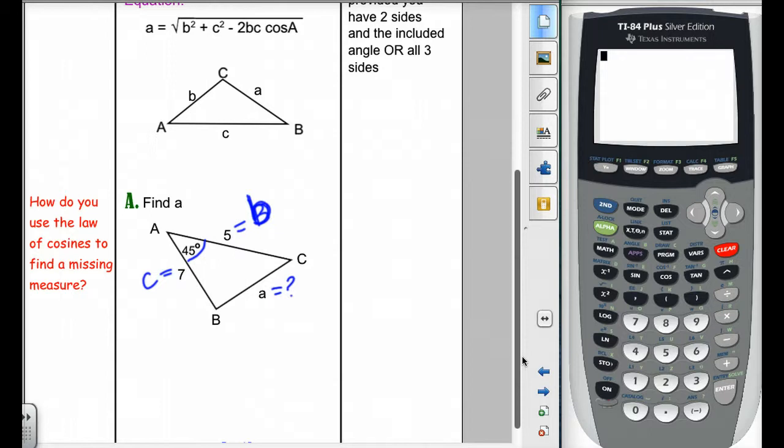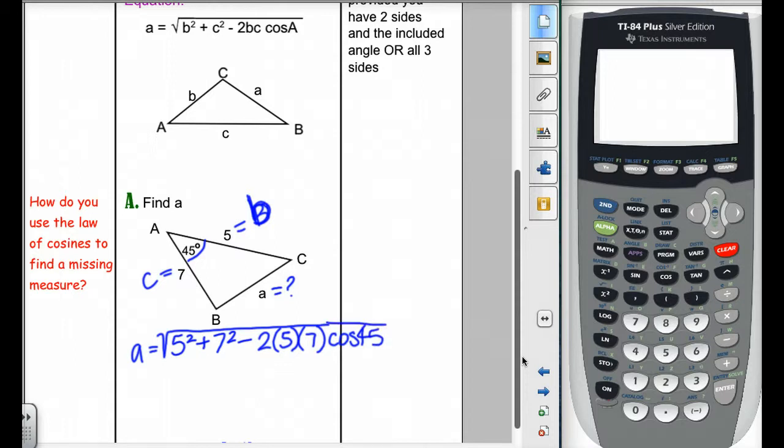So we're going to put it into our formula that A is equal to the square root of B squared, B is 5, so 5 squared, plus C squared, which is 7, so 7 squared, minus, that's the big thing, remember to put it in as minus, 2 times B, which is 5, times C, which is 7, times the cosine of angle A, which is 45 degrees.